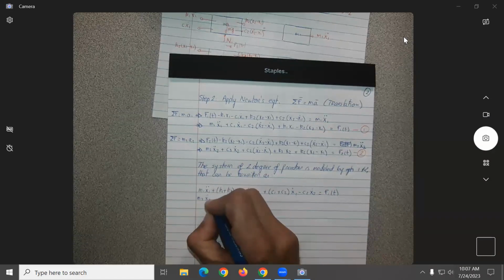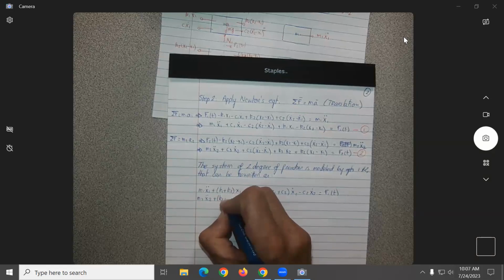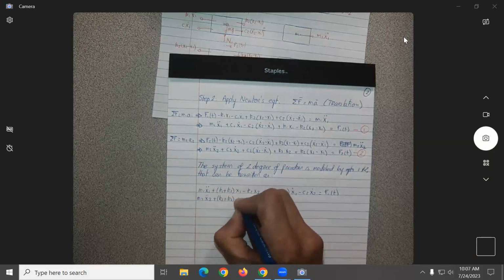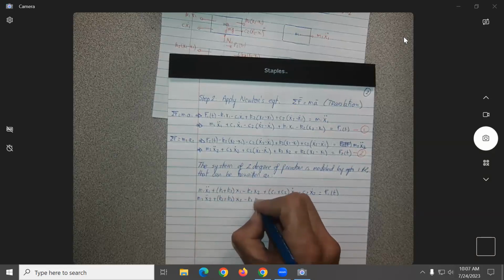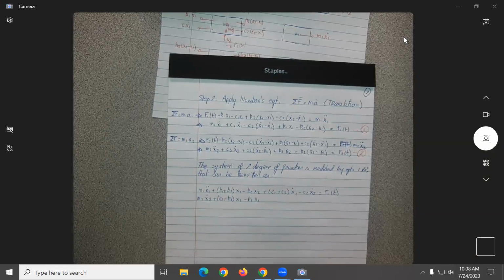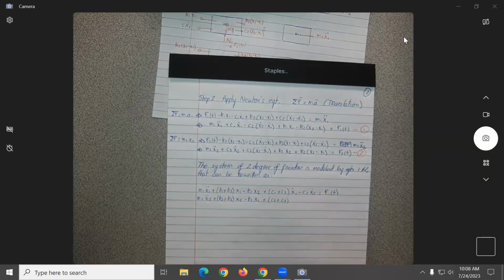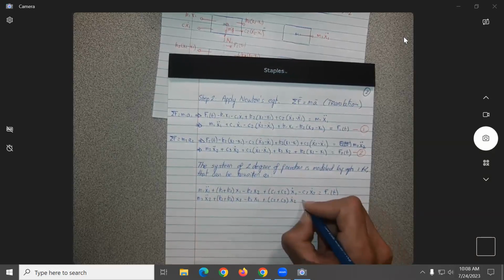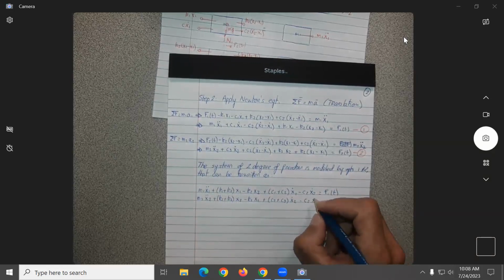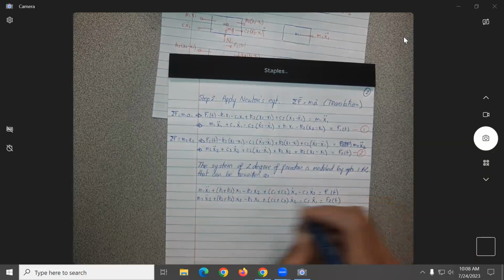M2 X double dot 2 plus (K2 plus K3) X2 minus K2 X1 plus (C2 plus C3) X dot 2 minus C2 X dot 1 equal to F2 of t.